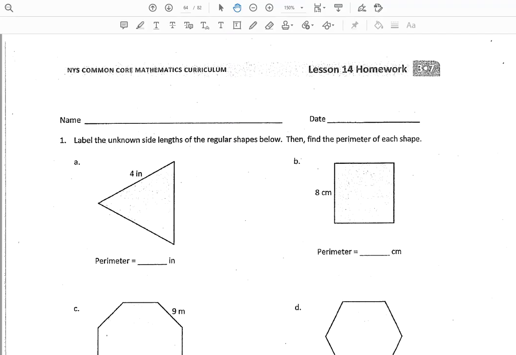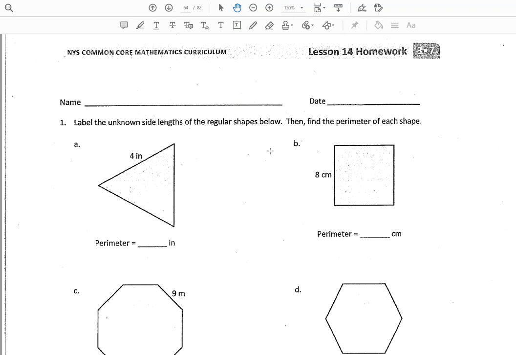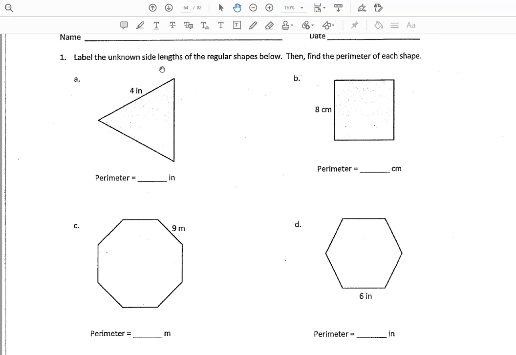Here we go. Okay, so this says label the unknown side lengths of the regular shapes below. So this is where those attributes are going to come into play. Knowing that, okay, these sides are all the same. This is an equilateral triangle. These sides are all the same. It's a square. These sides are all the same. It's an octagon, a regular octagon, yes. And then these sides are all the same. It's a hexagon, okay? So it says then find the perimeter.